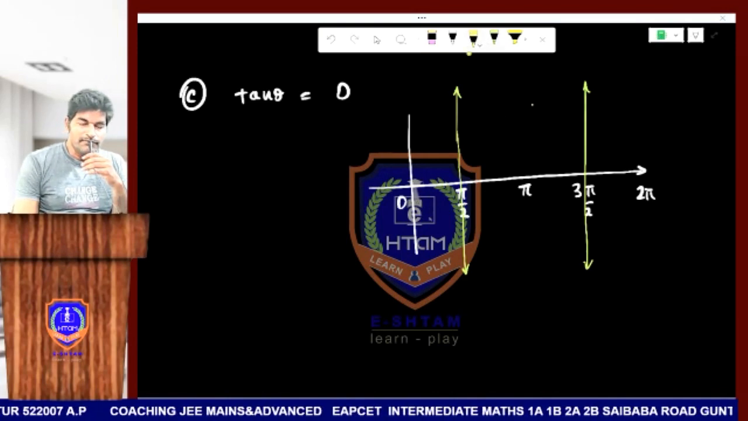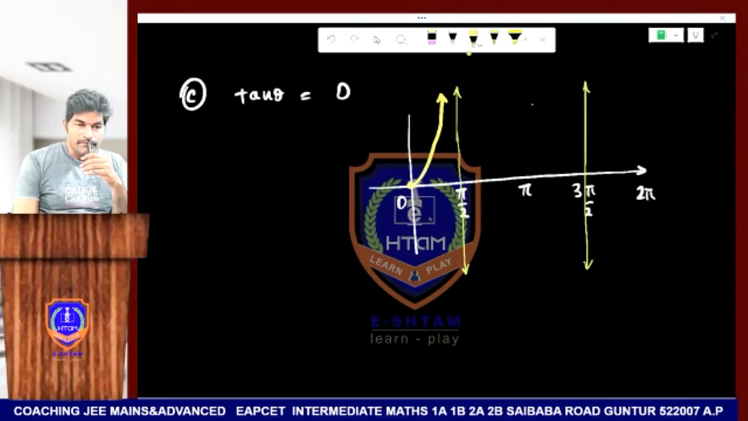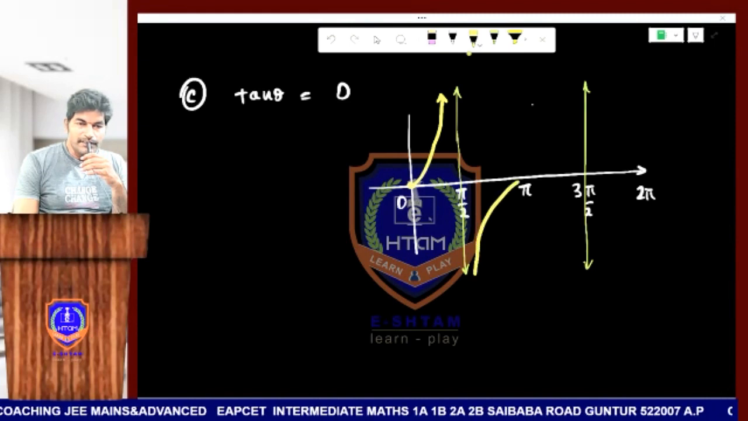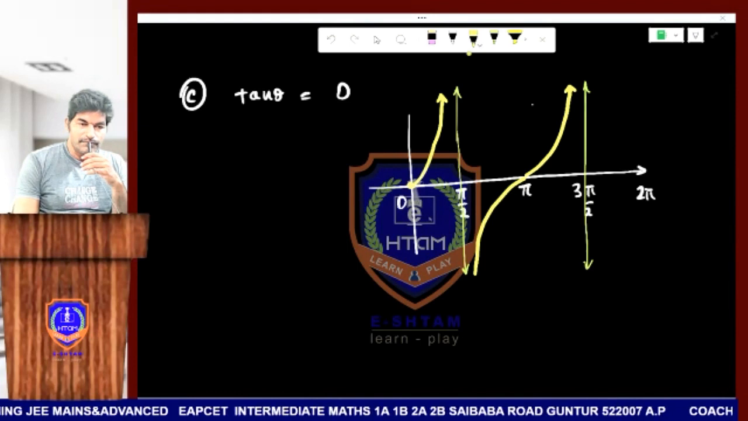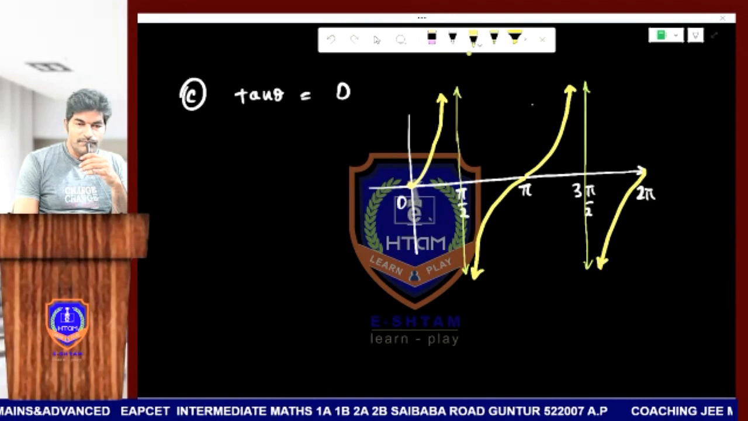And next, tan 0 is 0. And tan 45 is 1, and it is approaching upward along the pi by 2 line. And start from downside, and tan pi is 0, and draw like this. And again, start from the downside, and tan 2 pi is 0.